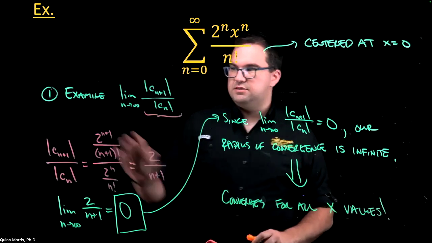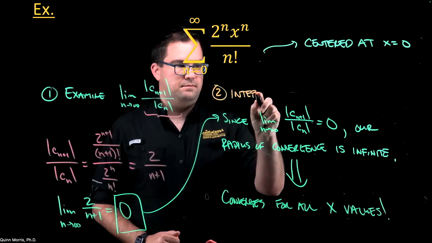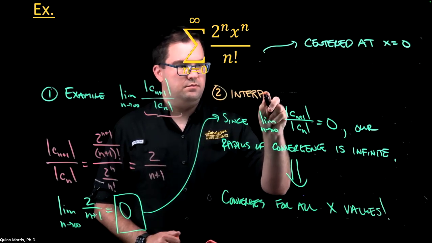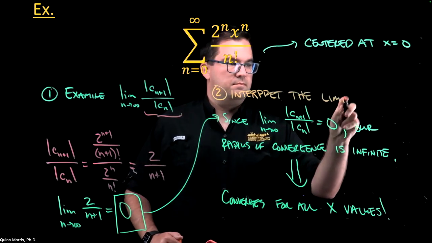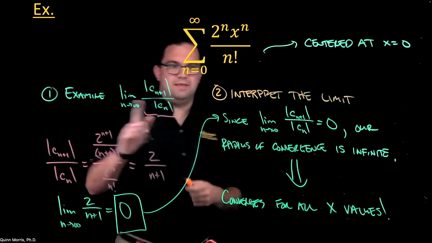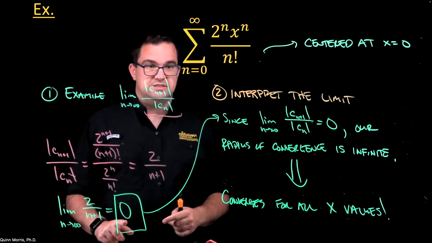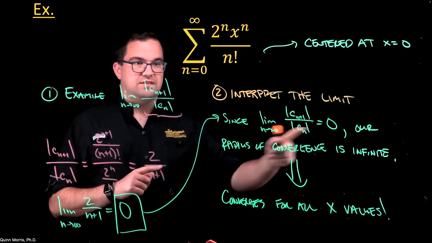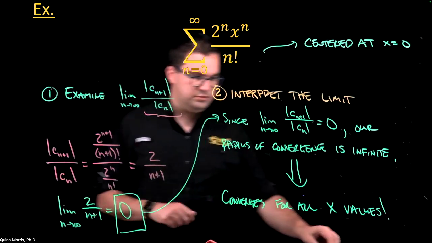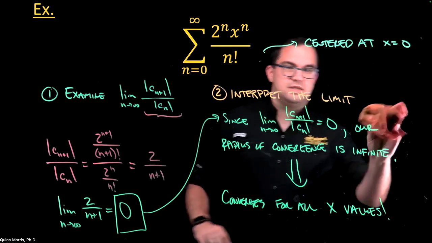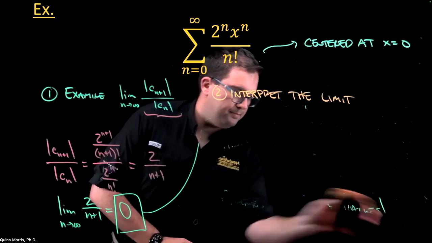So in the second piece, really what I'm doing is interpreting the limit. I first calculate this limit, but then I need to make sure I interpret it appropriately for this power series. So since the limit is 0, our radius of convergence is infinite. That means the power series converges for all values of x. All right, let's look at another example to see what other sorts of things can happen.